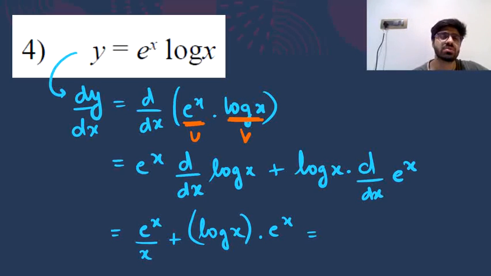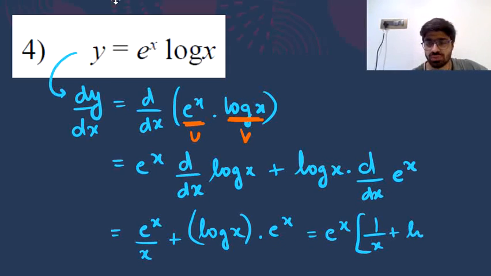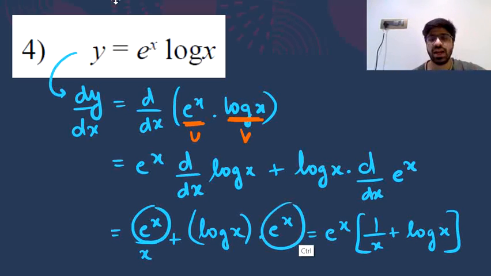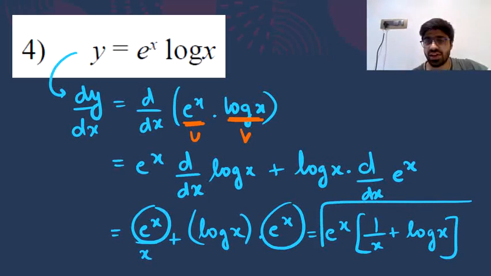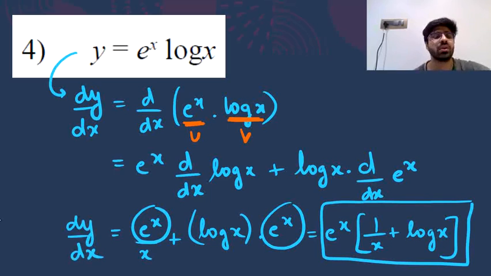Now in certain questions the e power x term is taken out common, and the final answer is written as e power x into 1 upon x plus log x. It is absolutely fine if you stop it here, but because e power x is common to the first and the second term, in many questions you will see that e power x is taken common. So this is how we will write the final answer, that is, this will be the final value of dy by dx for the fourth question.